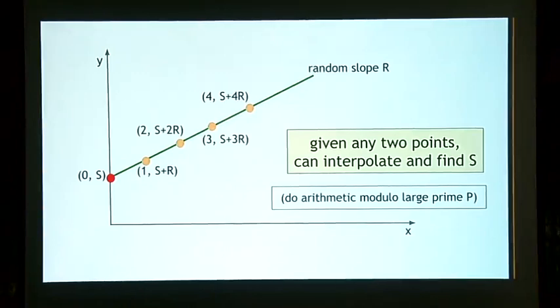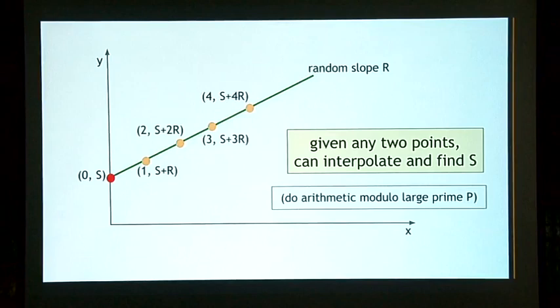But given just 1 point, you don't really know anything. Because if you have, say, this point, well, the line might be sloped like this, but equally likely it might be sloped like this. It could be sloped any way at all. And so given just this point, you don't really know anything about where this line might cross the y-axis, so you don't know anything about S. And in fact, you can prove that if you do this arithmetic modulo a large prime p, like we did before in the previous slide, that any 2 points are sufficient to interpolate and find S, and fewer than 2 points don't tell you anything about S. And so this gives us n equals any value and k equals 2.